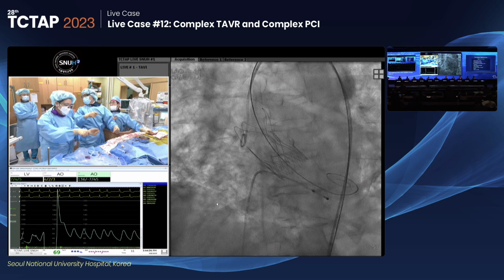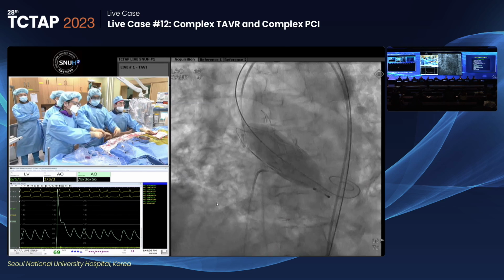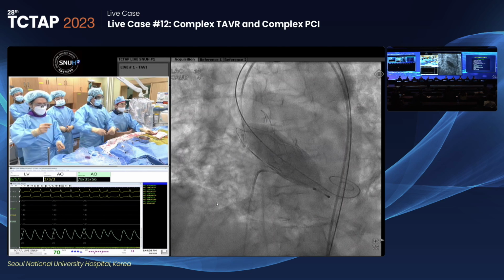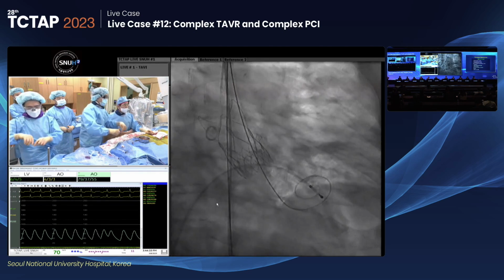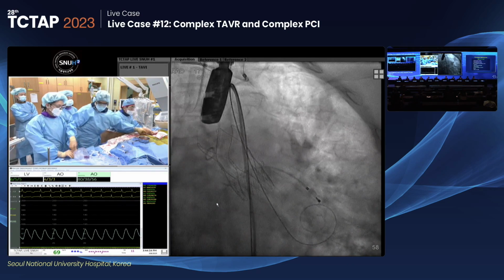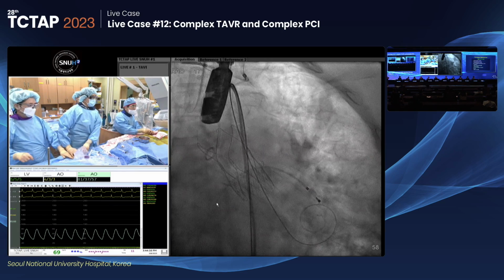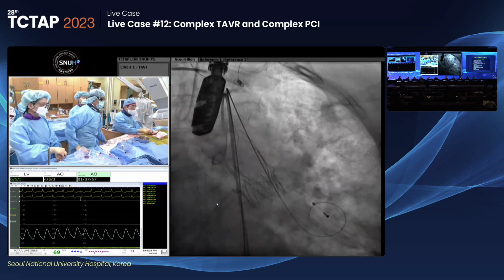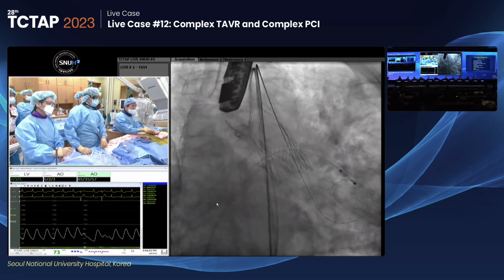Can you show that ballooning again? Do you have it saved? Ballooning again, please. Yeah, definitely. The frame is expanded at the caudal area. Show the narrowest diameter of the valve frame.